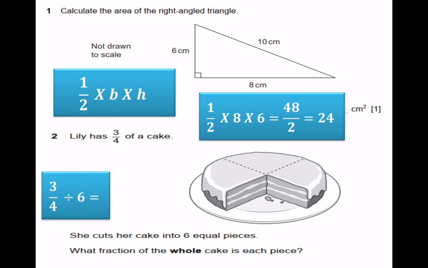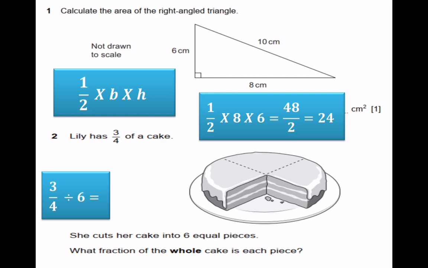Lily has 3 over 4 of a cake. She cuts it into 6 equal pieces, so divided by 6. What fraction of the whole cake is each piece? So I have part of a cake, 3 over 4. I have 6 equal pieces, so I will use division.